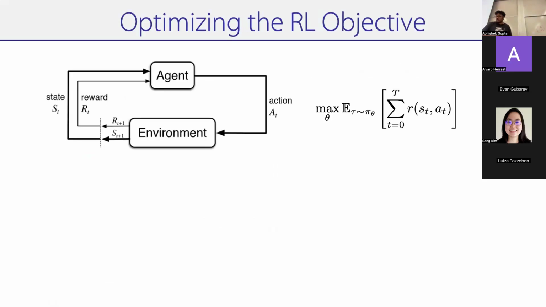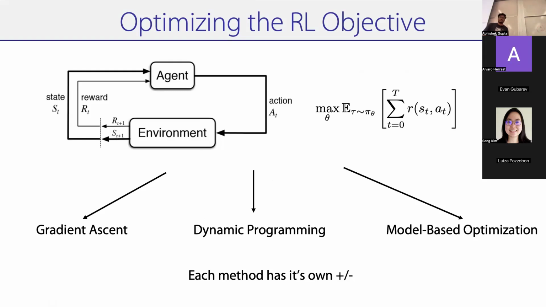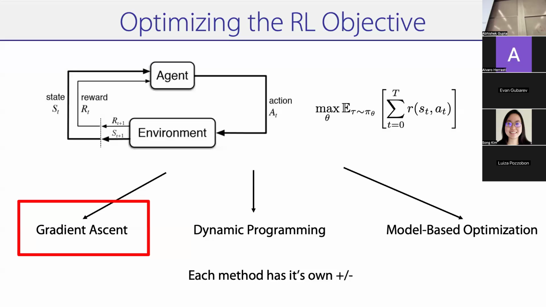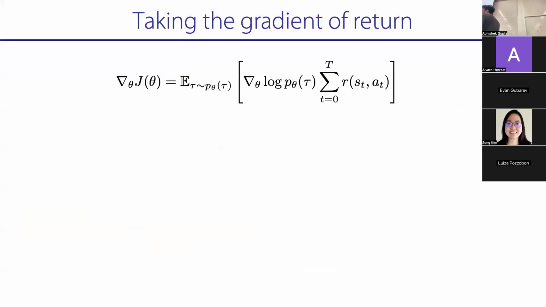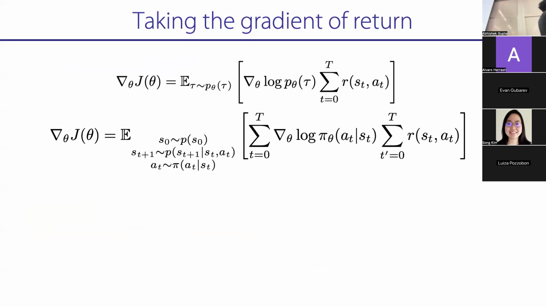Okay, so to recap, we want to maximize the RL objective. We think there's multiple ways to do that, right? So there's gradient descent, which we're covering now. There's dynamic programming. There's model-based optimization, which is like model-based RL. But we're going to focus on gradient descent right now. And if you look at gradient descent, it's not trivial to do gradient descent on this objective because theta is in the probability distribution during the expectation. But we worked through the REINFORCE trick, and we worked out that the policy gradient looks something like this, right?